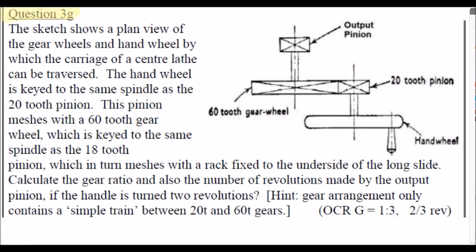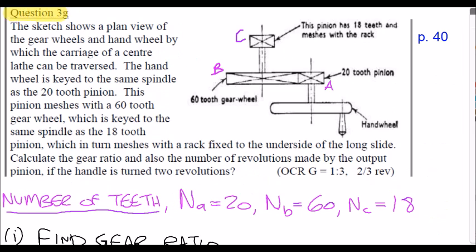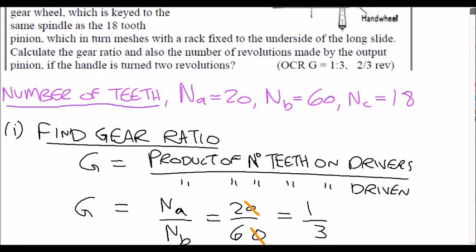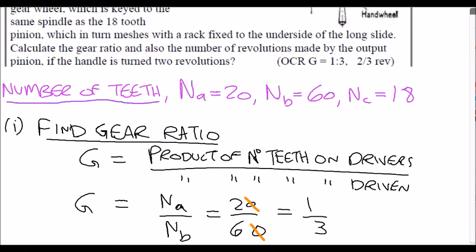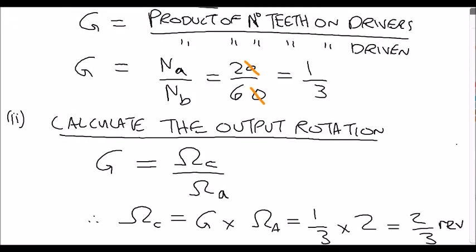Question 3G, for you to read at your own pace. Just note there is a hint in the question. Answer stated in the bracket. I'd encourage you to stop the presentation and attempt question 3G, but the full worked solution is shown on the following slide. Question 3G, full solution. Let you review this at your own pace. Firstly, we calculated the gear ratio, and then calculated the output rotation of gear C. It was 2/3 of a revolution.